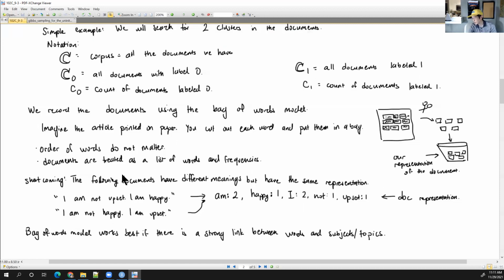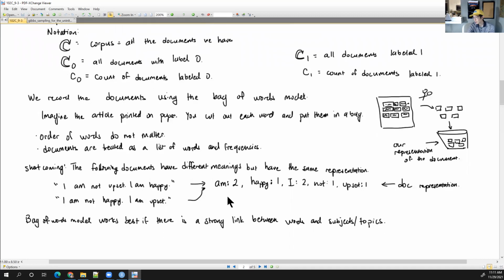So, for example, one shortcoming of the bag of words model is that you could have 2 documents with very different meanings, but they're going to have the same representation in the bag of words model, meaning that they're going to be treated as exactly the same. Right? So one document could say, I am not upset, I am happy, okay? And then the other document could say, I'm not happy, I am upset. Now in both of these cases, the bag of words will say, am appears twice, happy appears once, I appears twice, not appears once, and upset appears once, right?